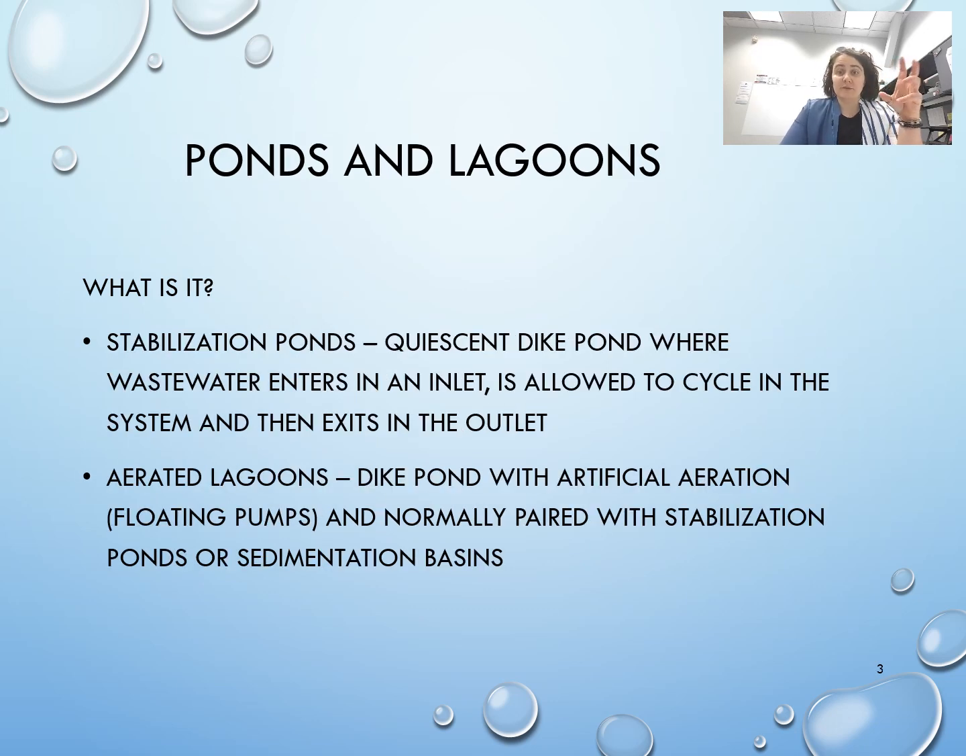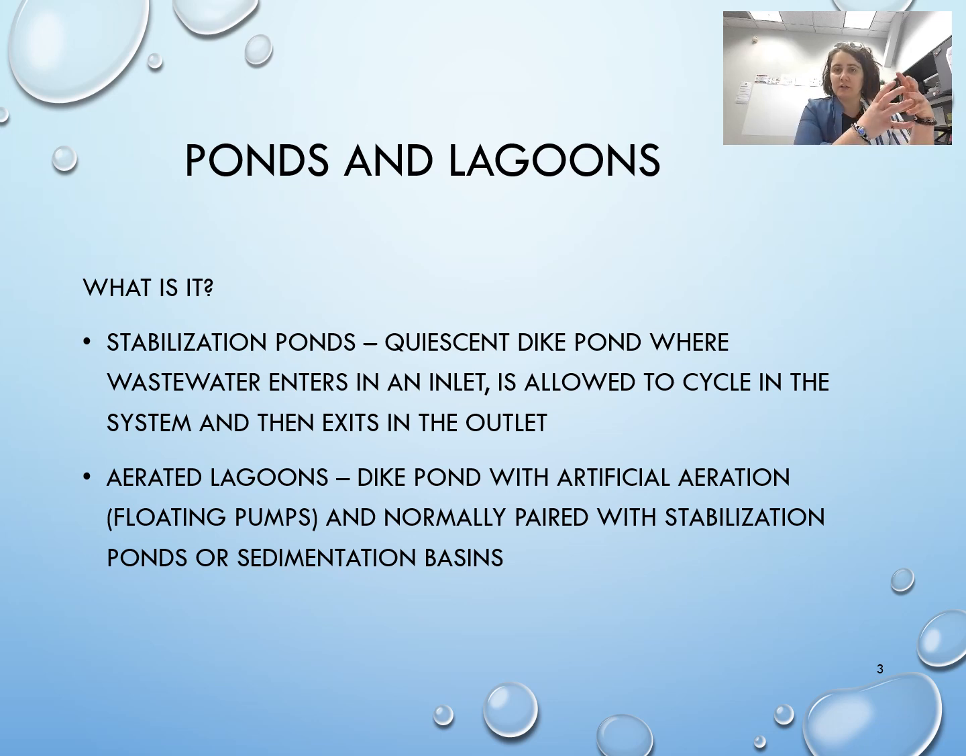So here's the difference between the two. Stabilization ponds are ponds that are quiescent, so they're not moving. Where water enters in an inlet, it's allowed to cycle in the system and then exits in an outlet. Exactly like it sounds, it is a pond. It mimics what happens naturally in ponds and lakes. Aerated lagoons are ponds that have added artificial aeration. Normally we have a floating pump that sits on the top of the surface of the aerated pond or lagoon, and it's normally paired with stabilization ponds.